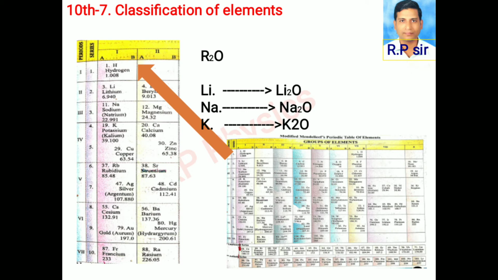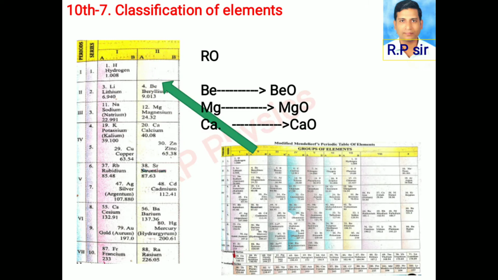The elements of the first column react with oxygen to form compounds with general formula R2O. For example, lithium, sodium, potassium, when they react with oxygen, form lithium oxide, sodium oxide and potassium oxide.